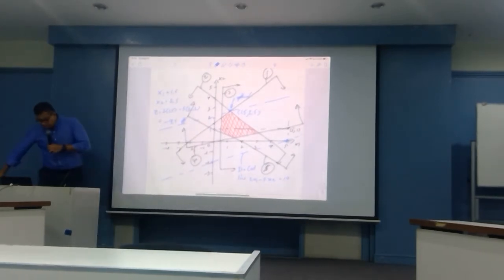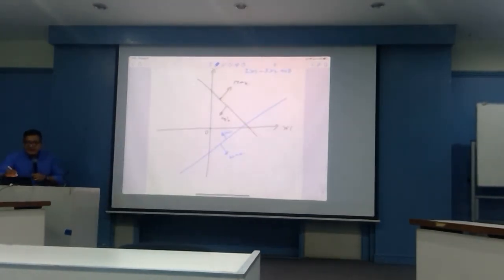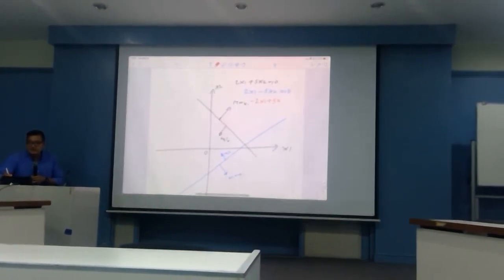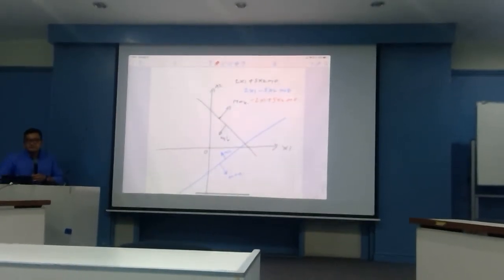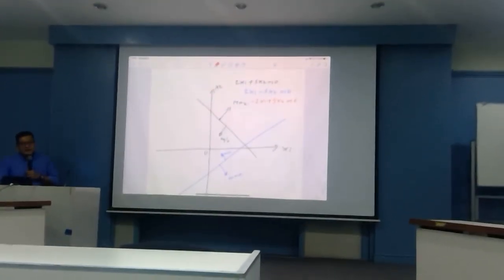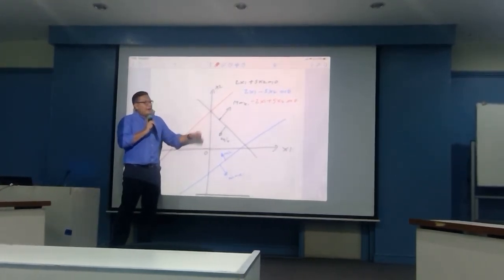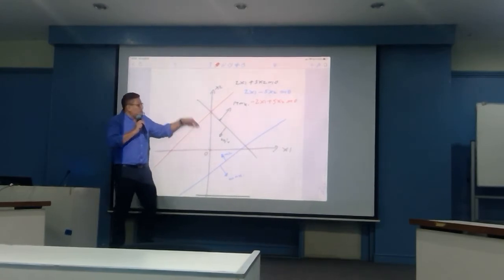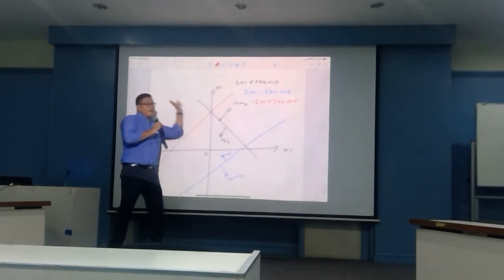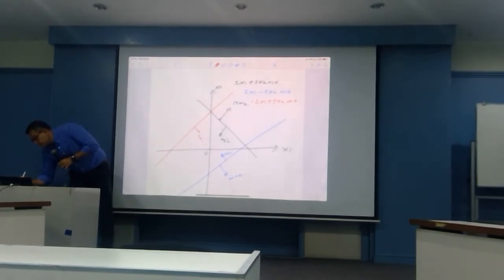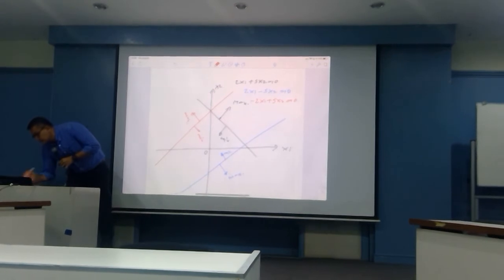Okay, two more. If I have another case, let's say minus 2x1 plus 5x2 equal to 10, what happens? The coefficient of x1 is negative. The coefficient of x2 is positive. The graph is like this, right? Cutting x1 negative, cutting x2 positive. Again, we look at 0, 0. You go this way, minimization. You go this way, maximization. This one means go this way next.